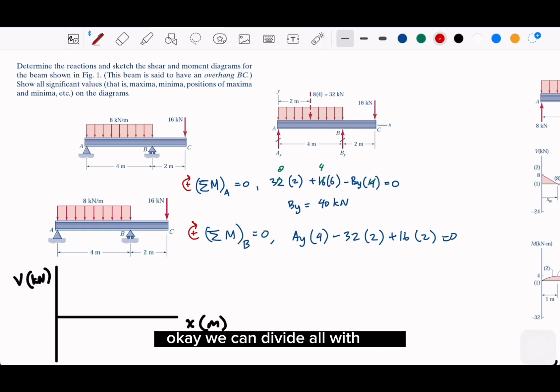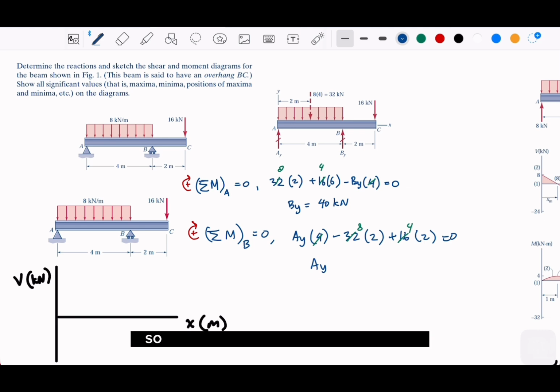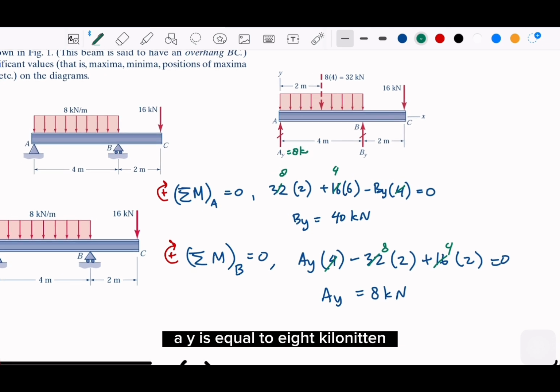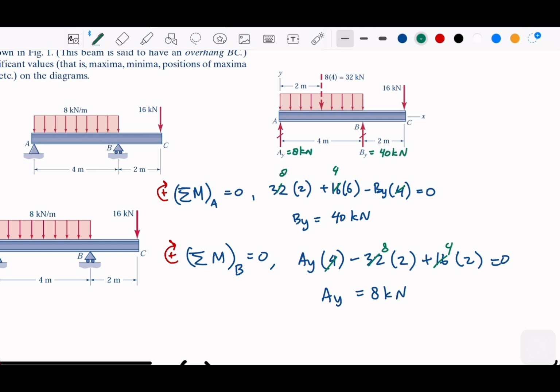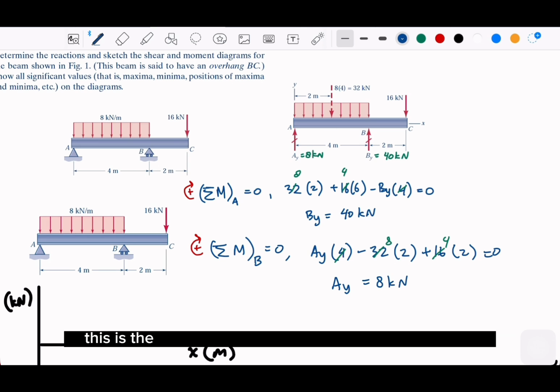Okay, we can divide all by 4. So 4, 8, 4. So AY is 16... so 8, right? So 8 kilonewton. So we can write in the diagram AY is equal to 8 kilonewton, BY is equal to 40 kilonewton. Okay. This is the diagram for the force and moment calculation. That is for our calculation only.